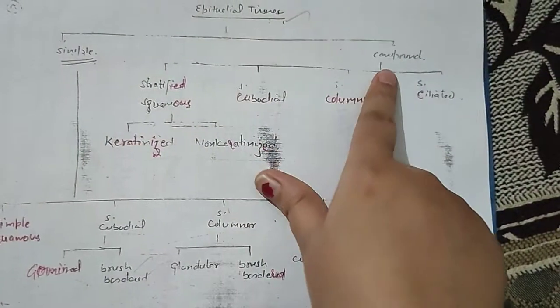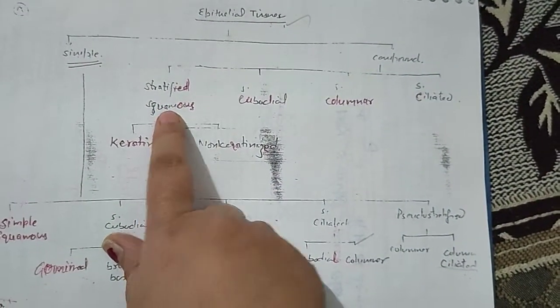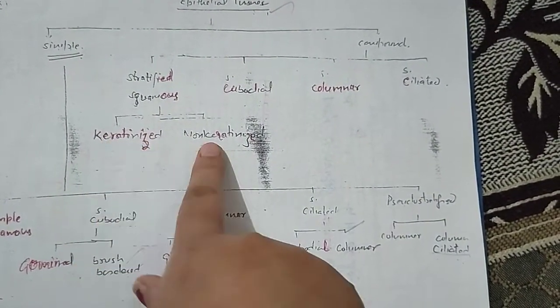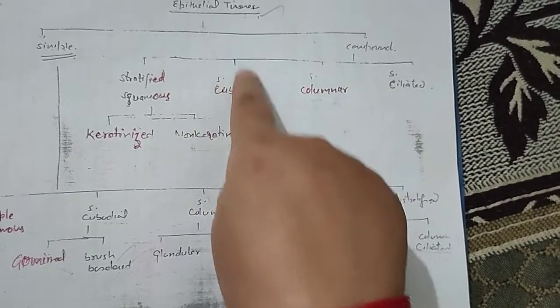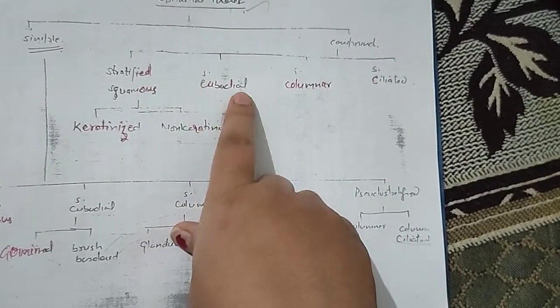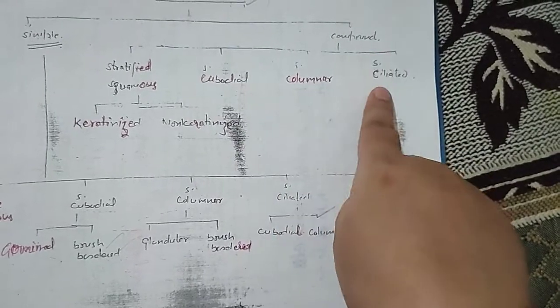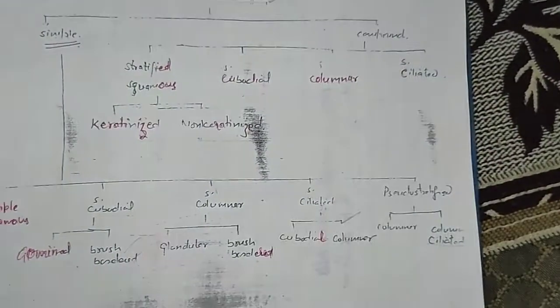Now types of compound. Stratified squamous again has 2 types: keratinized and non-keratinized. Second is cuboidal, third is columnar, fourth is again ciliated.